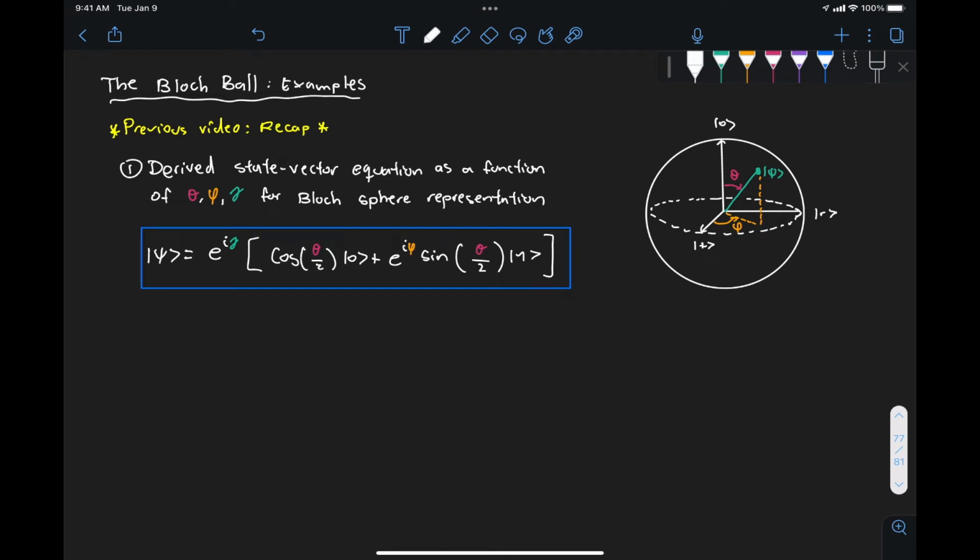In this video, I want to go over a few examples on how to represent both pure states and mixed states in the Bloch ball. But let's first go over a recap of what we discussed in the last video.